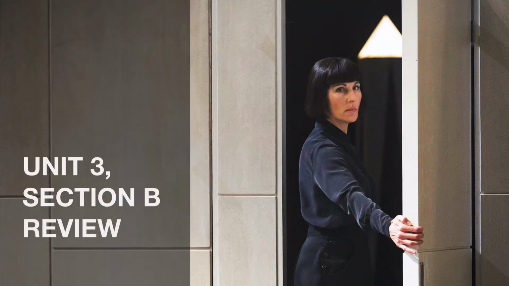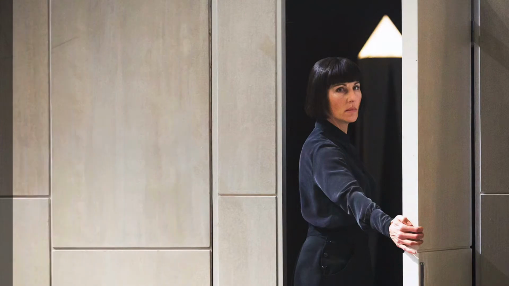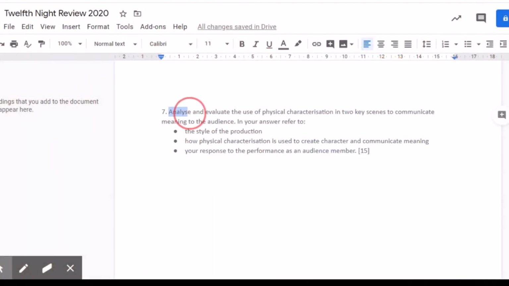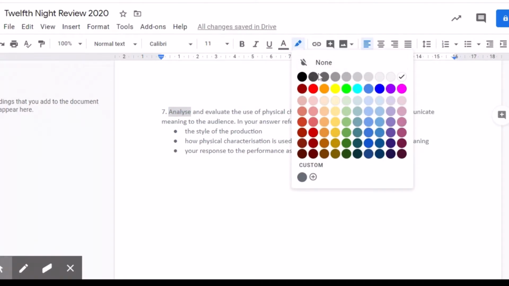Today I'm going to be talking through Unit 3 Section B, which is the review. What I'm going to do first of all is copy the question into a document that I can work on. So I'm going to be using Google Docs because I just find it really easy for editing.